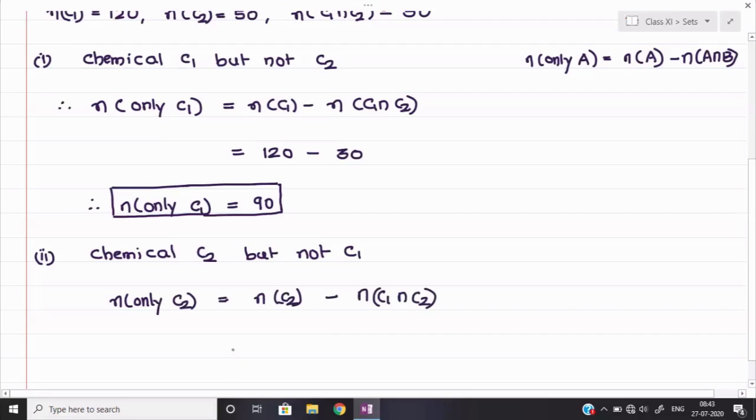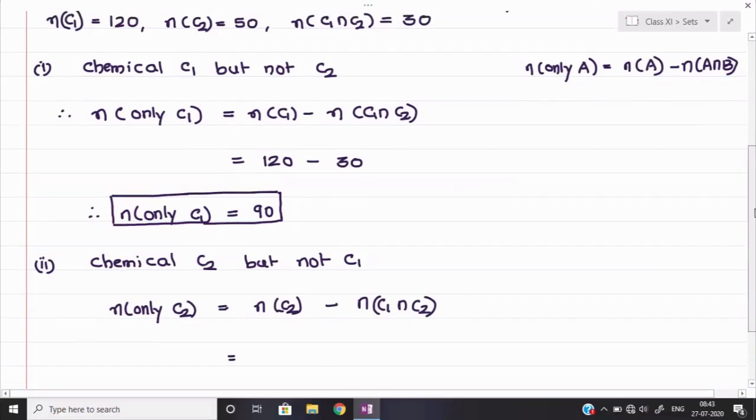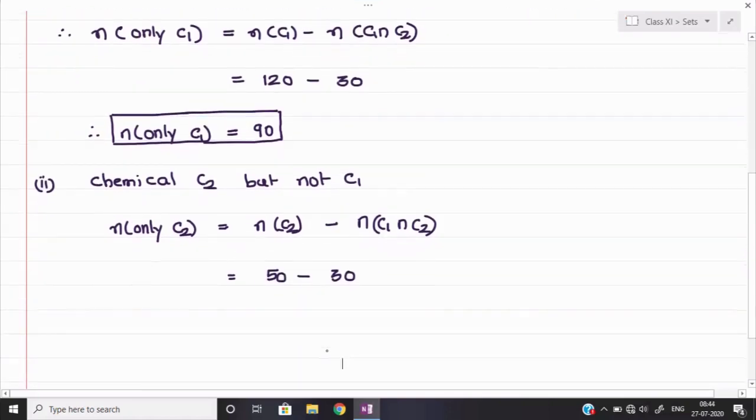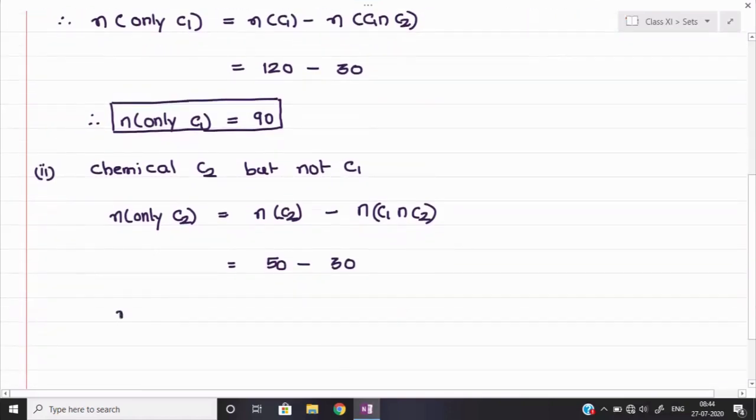Right? Put in the value of N of C2. I think N of C2 is given here as 50, if I am not wrong. Yes, you can see at the top N of C2 is written as 50 and N of C1 intersection C2 is 30. So now N of only C2 is equal to 20. This is your second answer, meaning the number of persons affected only by chemical C2 is 20.